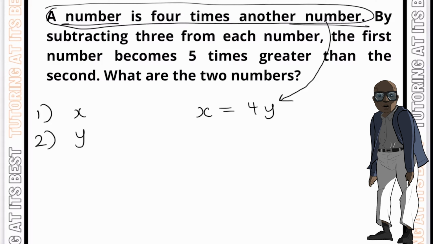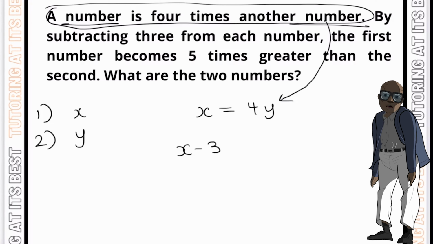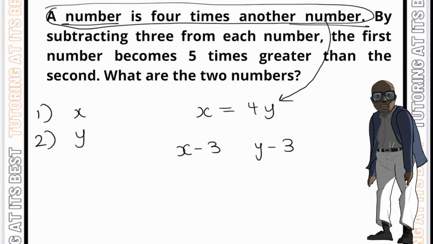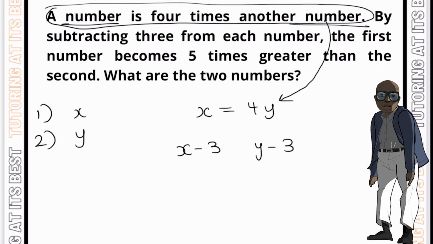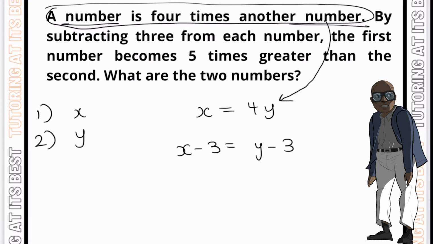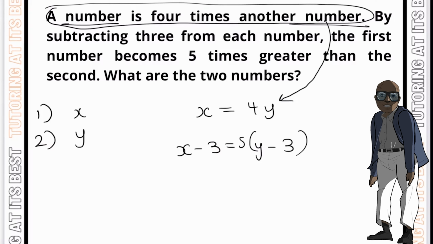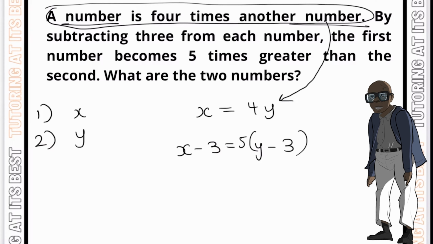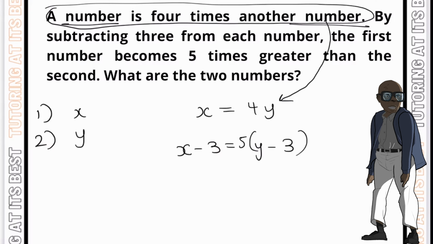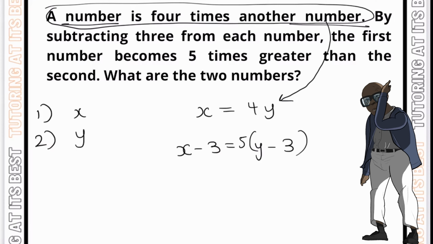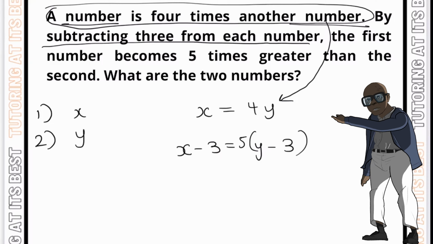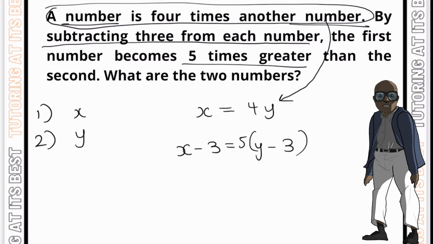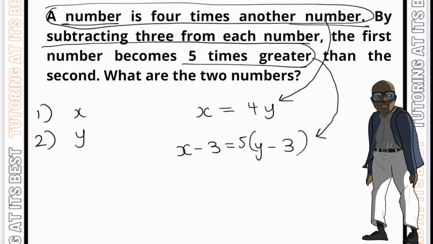We also are told that by subtracting 3 from each number, which means x minus 3 and y minus 3, the first number becomes 5 times greater than the second. So again, we can simply put an equal sign, put a 5, and enclose these in brackets. So we now know one number is 5 times larger than the other. As you can see, we've subtracted 3 from each number, and the first number is 5 times greater. So we can link these two, and there we are.